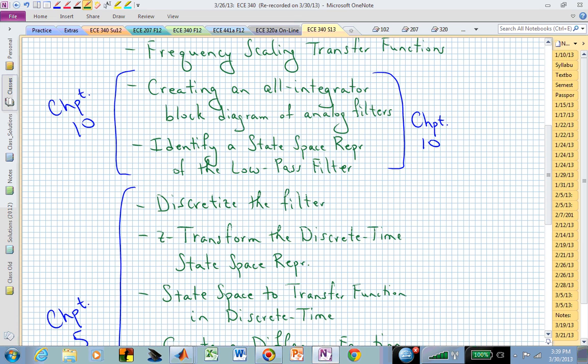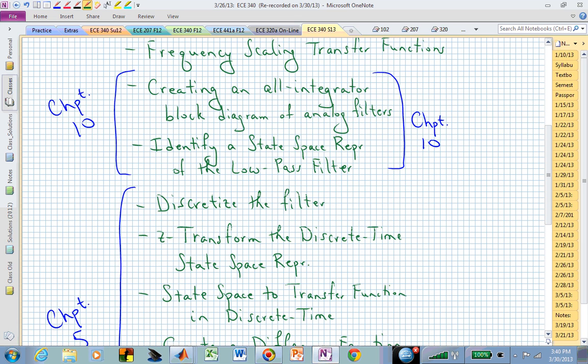Where we can go from that point is quite far in terms of what you already know how to do. We can move into chapter 10 material where we can take the transfer function and create an all-integrator block diagram. That will be a collection of integrators, gain blocks, and summing junctions. Those particular pieces can now be realized with op-amp-based circuitry, and in that sense you could picture the realization of the filter that you created a transfer function for.